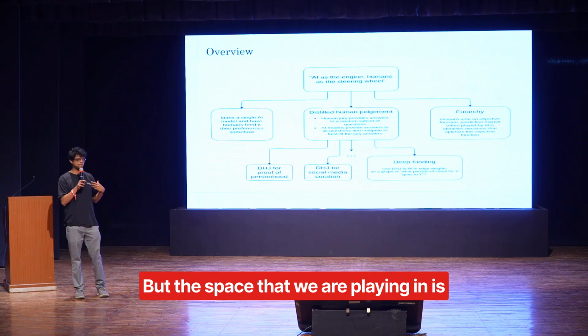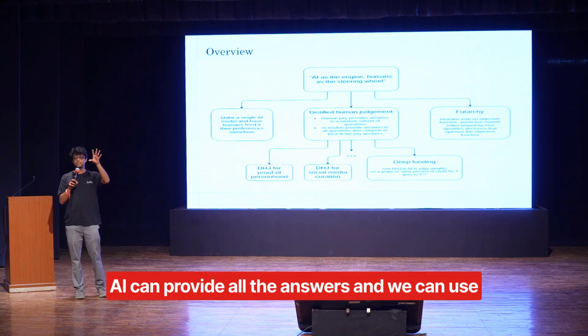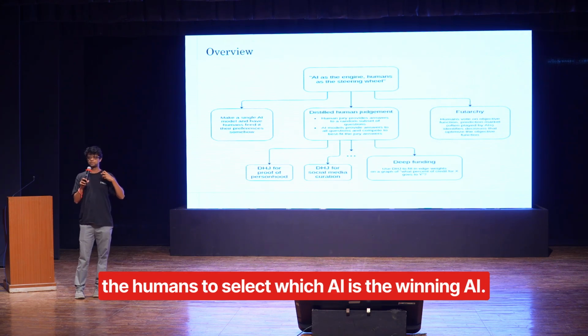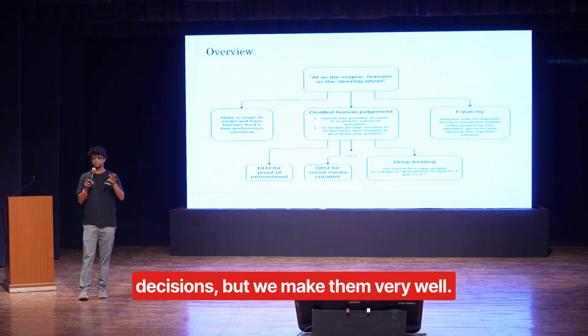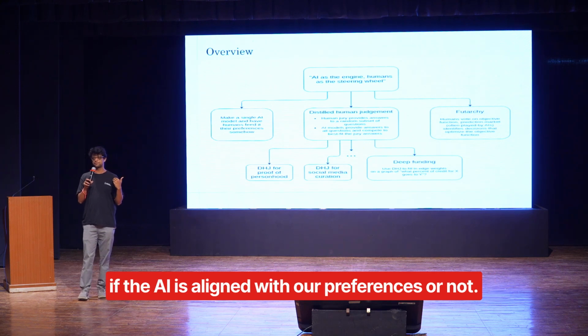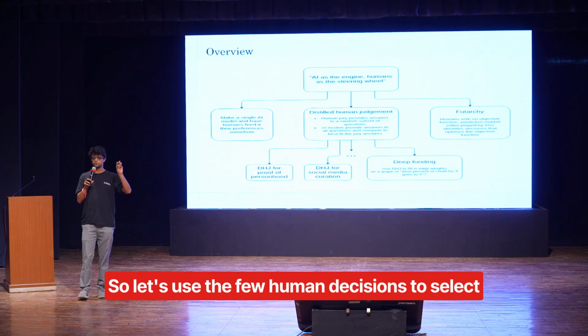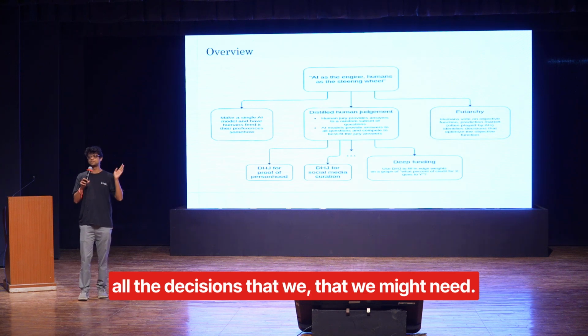But the space that we are playing in is in the center, where humans can provide some answers, AI can provide all the answers, and we can use the humans to select which AI is the winning AI. So that's the broad idea to understand: humans can make a few decisions, but we make them very well. AI can make a lot of decisions, but we don't know if the AI is aligned with our preferences or not. So let's use the few human decisions to select the most aligned AI, and that can then make all the decisions that we might need.